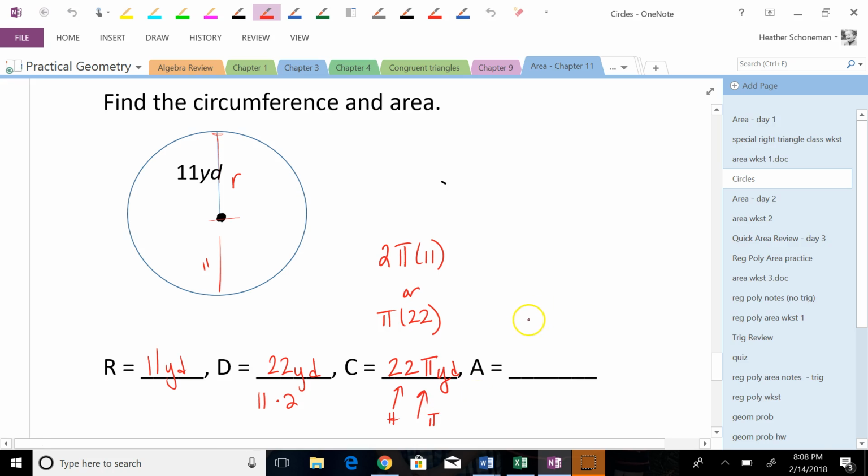All right, last thing, I've got area. Area is pi times the radius squared. Well, we already said from the beginning the radius is 11. 11 squared is 121, so I get 121 pi. My label is yards squared. All right, I want you to pause the video and then try the next and last example on your own.